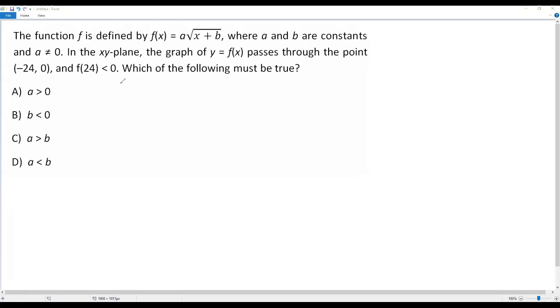Here we have a SAT math problem. Okay, let's go to the question. The function f is defined by f of x equals a times square root of x plus b, where a and b are constants and a is not equal to 0.